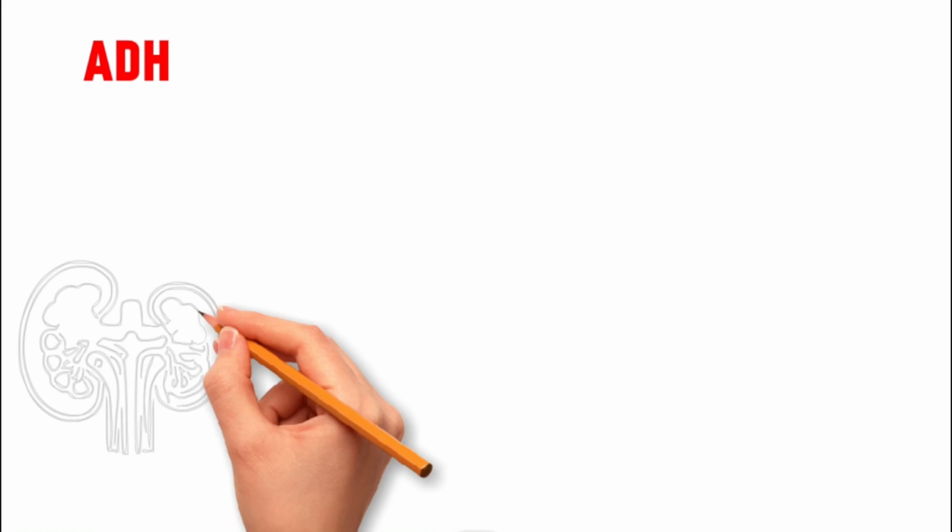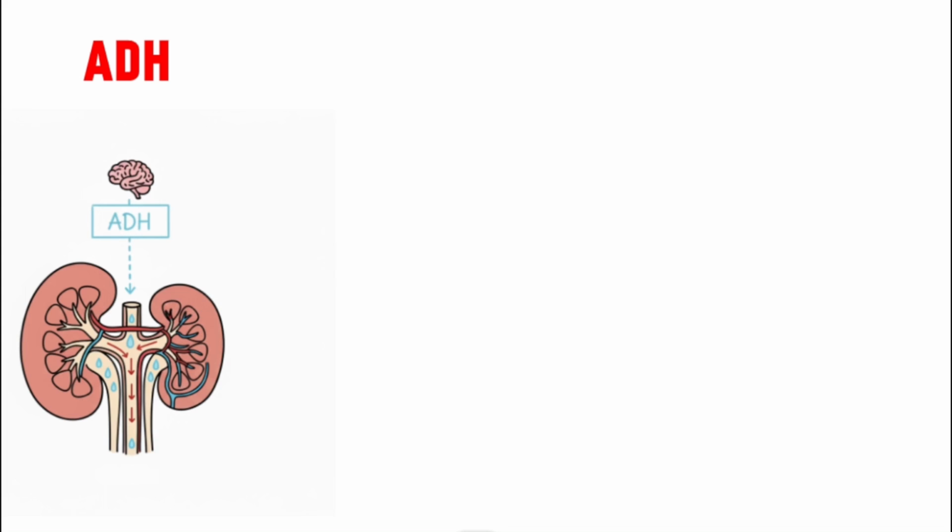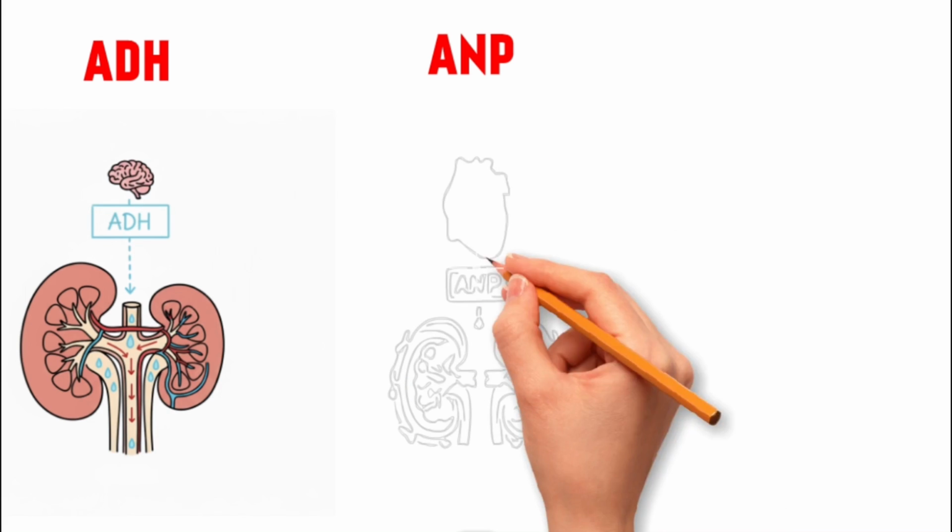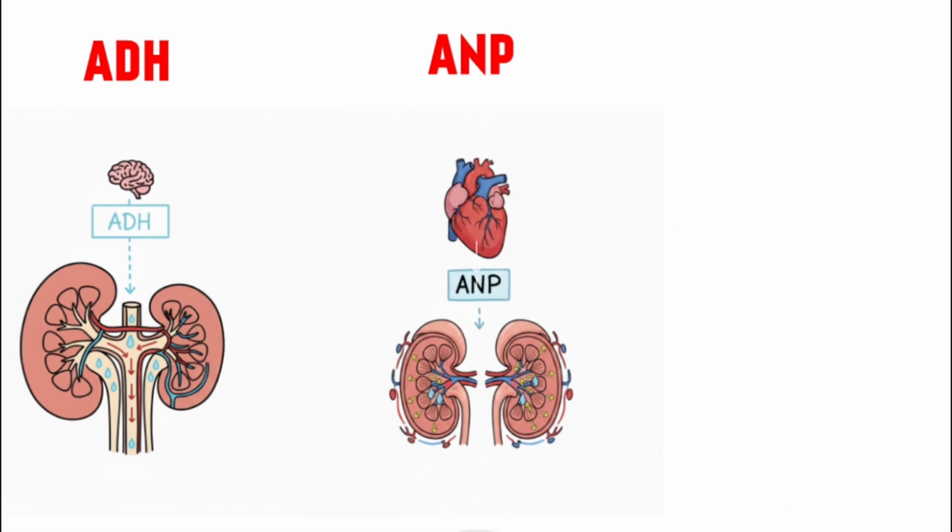Antidiuretic hormone, also known as vasopressin, is released by the posterior pituitary when the body's water level is low. It increases water reabsorption in the collecting ducts, preventing dehydration. Atrial natriuretic peptide, or ANP, is secreted by the atria of the heart when blood volume is high. It promotes sodium and water excretion to reduce blood volume and blood pressure.